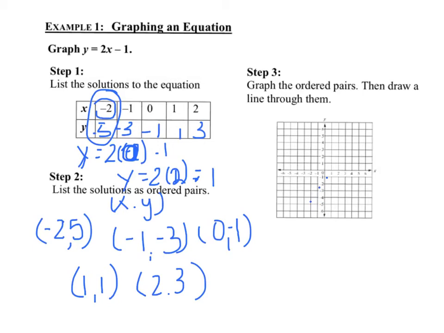1, 1, and 2, 3. All right, so if you can get them on the line, they should all be on that straight line. Anyways, we have the right idea. Okay.